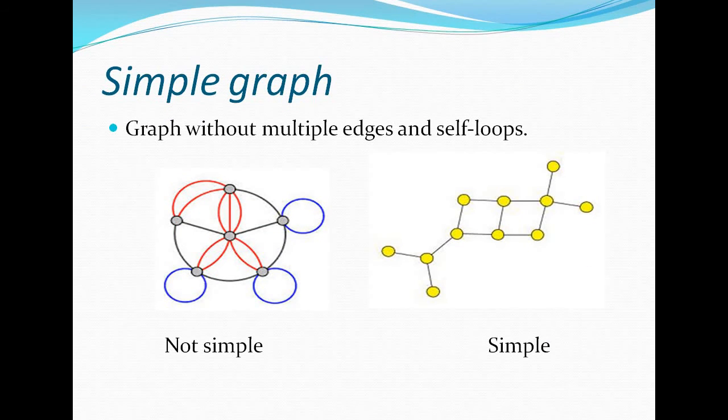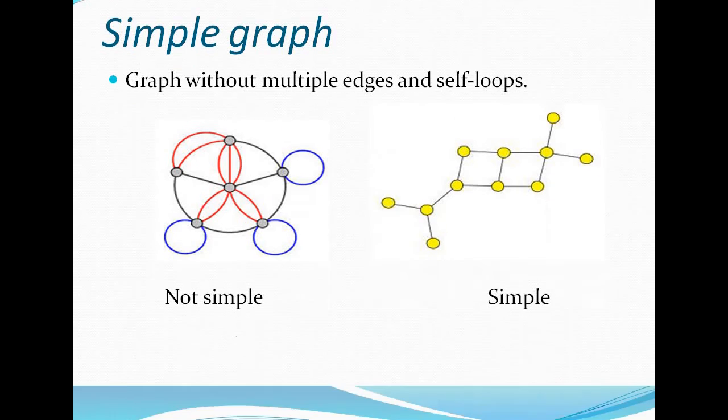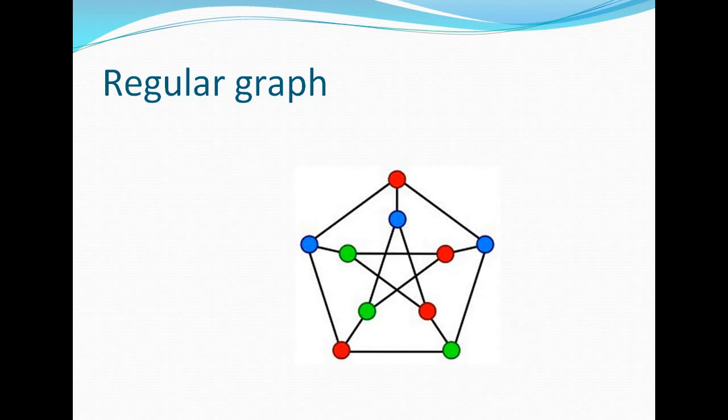A graph without multiple edges and self loops is called a simple graph. The first one contains self loops and multiple edges, therefore it is not a simple graph. The second example is a simple graph. A regular graph: a graph is said to be regular if all vertices are of the same degree. Here all the vertices have degree 3, therefore it is a regular graph of degree 3.